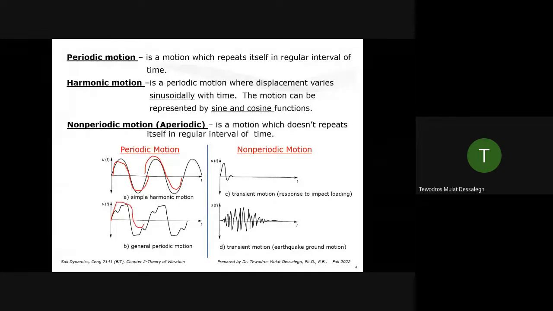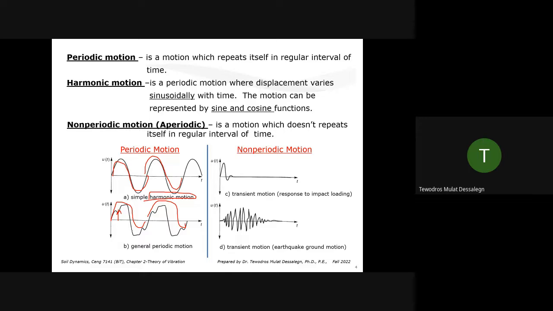This first portion, the second portion, if you see it, it's repeating itself, even if it looks irregular, per individual times, specific around this area. So these kinds of motion which repeat themselves with certain specific time, we call them periodic motion. Or, if it is simple, to call it the first one, simple harmonic motion, which you can represent with sine and cosine functions. That's what we call simple harmonic motion.